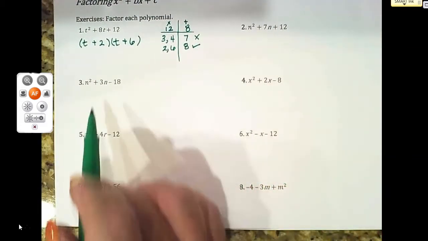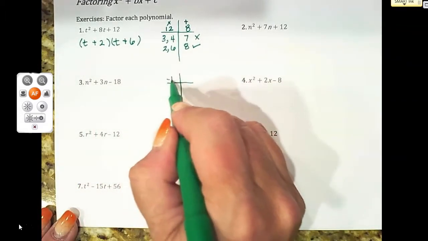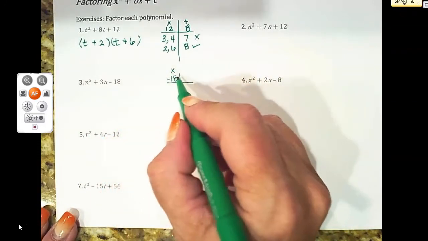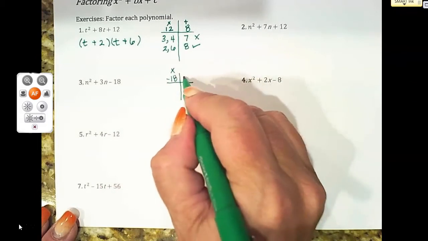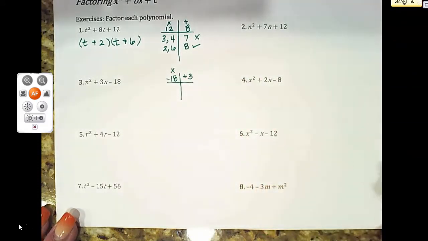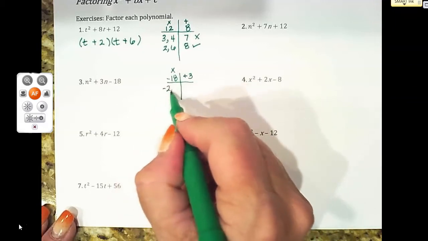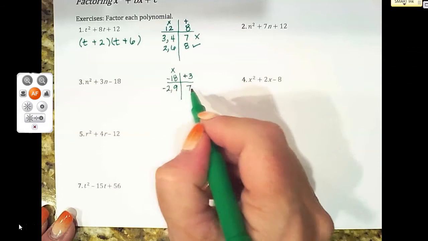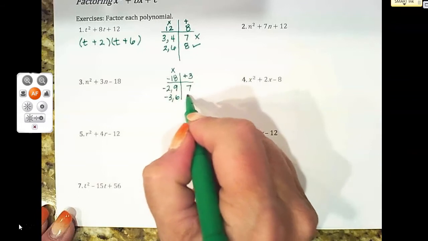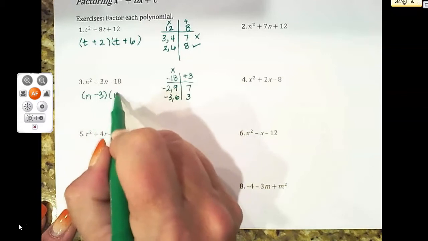So for example, in number 3, I want 2 things that multiply to equal negative 18. And so the only way to get a negative 18 is to have 1 positive and 1 negative, and then I want 2 things that add to equal 3. And that's going to be a positive 3. So there's several combinations of things that multiply to be 18. I could do negative 2 times 9, but when I add those I get 7. And then let me try negative 3 times 6. And sure enough, those add up to be 3. So I've got my n minus 3 and plus 6.